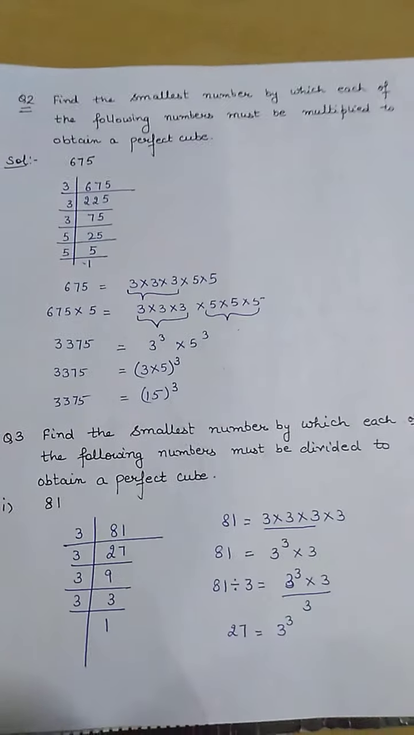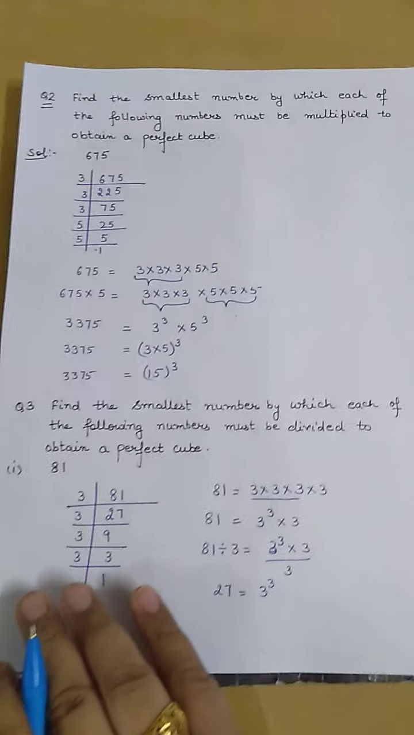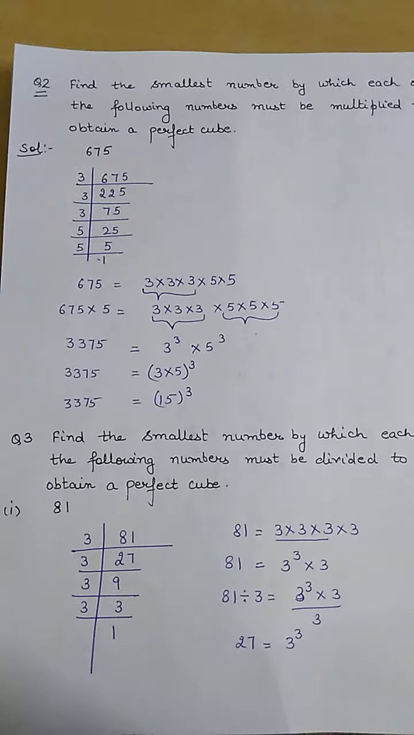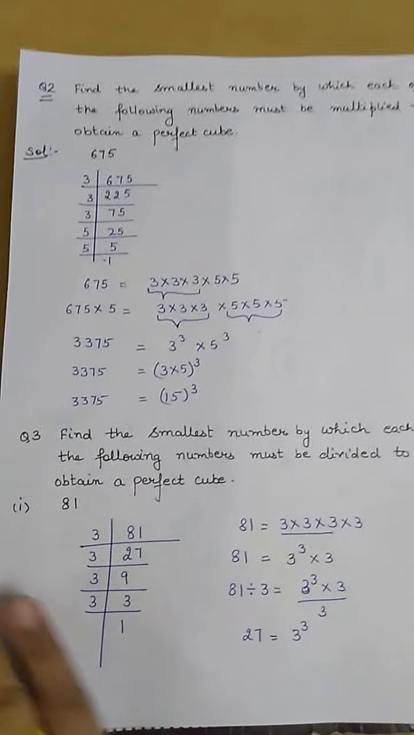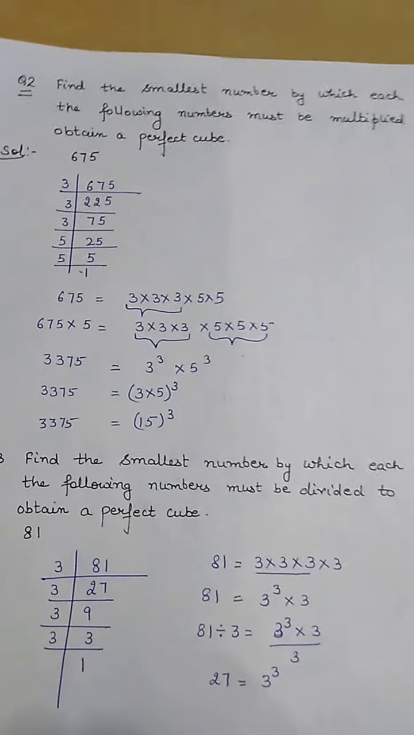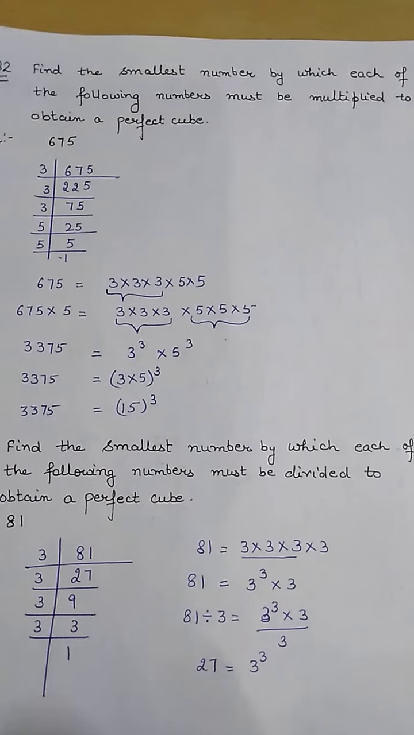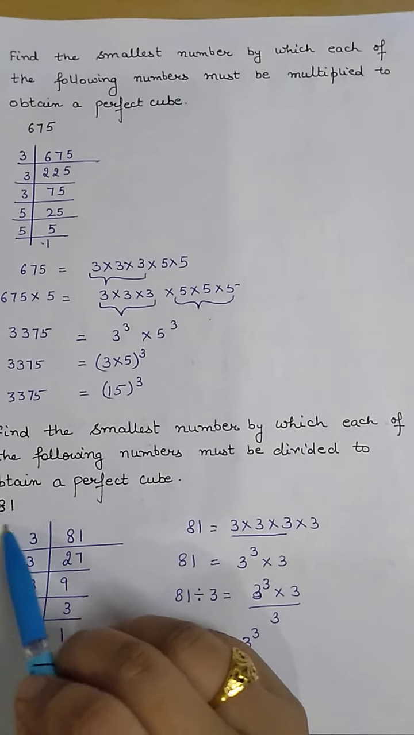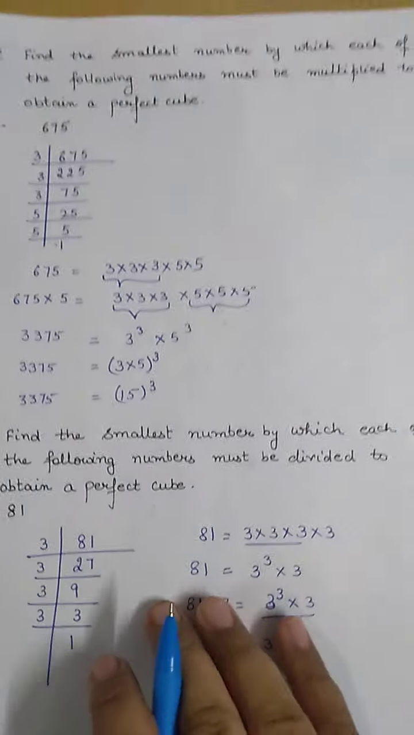Now the question number 3 is, find the smallest number by which each of the following numbers must be divided to obtain a perfect cube. So now I need to find the smallest number to divide by, so that the number will be a perfect cube. And which number will I divide 81 with, so that it will become a perfect cube?